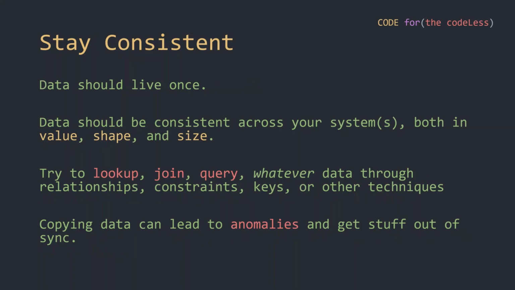So consistency is a problem that a lot of us seem to have when we're implementing our systems. Put simply here, data should live once. It sounds silly to have to say that, but data should be consistent across your systems in value, shape, and size. So value is one that we think about a lot. We want our data to be consistent.